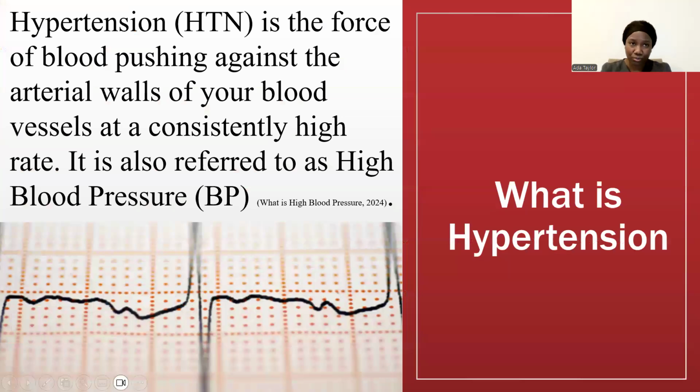What is hypertension? Hypertension is the force of blood pushing against the arterial walls of your blood vessels at a consistently high rate. It is also referred to as high blood pressure. That is according to What is High Blood Pressure 2024. So I'm going to be using the term hypertension and high blood pressure interchangeably.